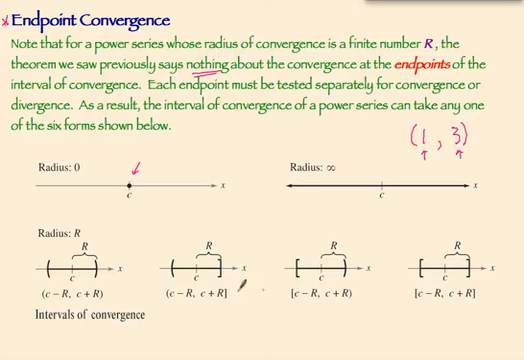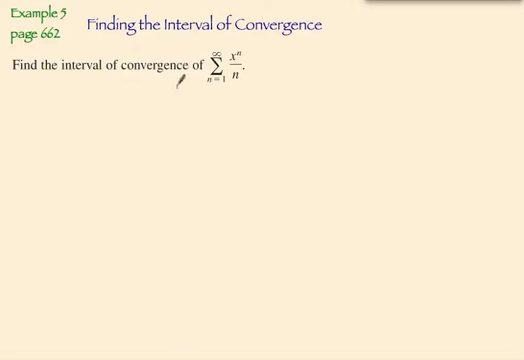So these are the 6 possibilities that we could have, because there are 4 different arrangements depending on what the endpoints do. Now it's time to look at some of these examples. Find the interval of convergence for this series. Notice they're not asking for radius anymore, because since they've added on the extra proviso of testing the endpoints, we're going to be able to get the exact interval of convergence.